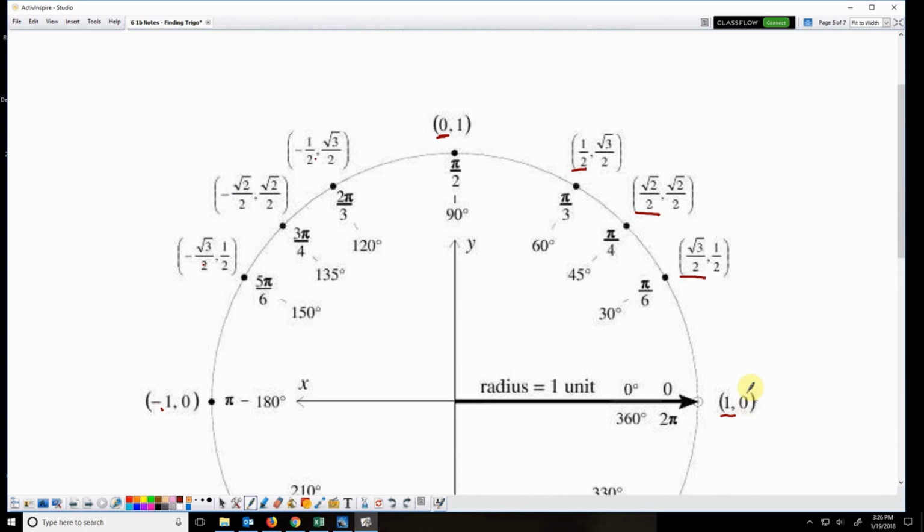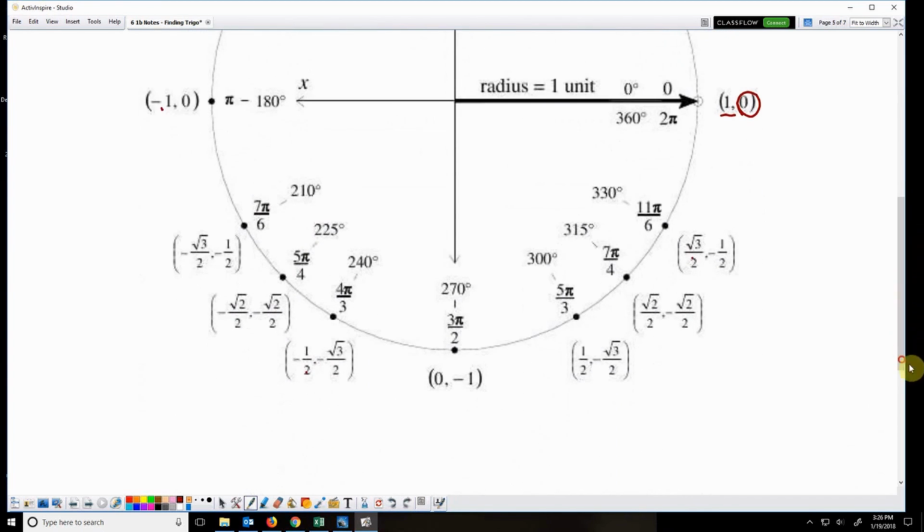Counting up, we've got 0 for a y value. First position, second position, third position, fourth position. And it counts down that same way. First position, second position, third position, fourth position.